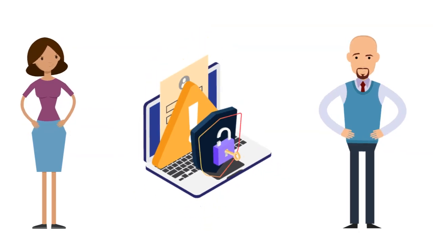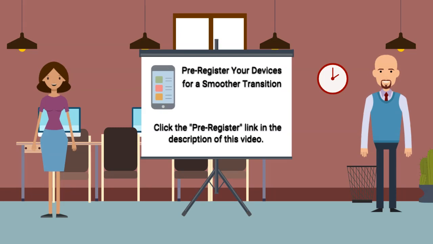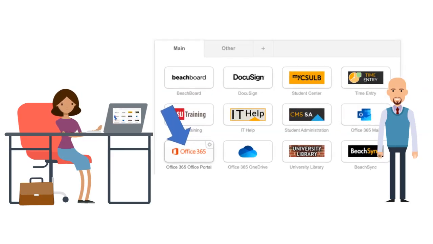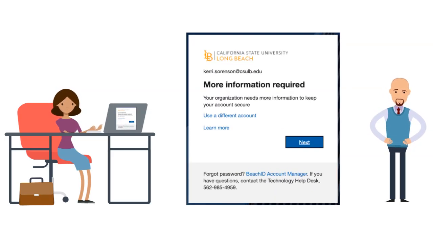Prior to the date your account is enabled for MFA, you have the ability to pre-register your devices for a smoother transition. To pre-register, click the link in the description of this video and follow the prompts to complete pre-registration. Then, once MFA becomes enabled, you can start using it as soon as you launch a Microsoft service or application. If you didn't pre-register and MFA has already been enabled for you, you'll be prompted with an on-screen setup when accessing any university-provided Microsoft service.